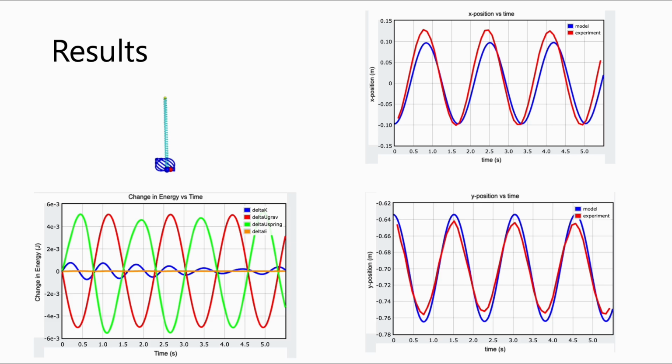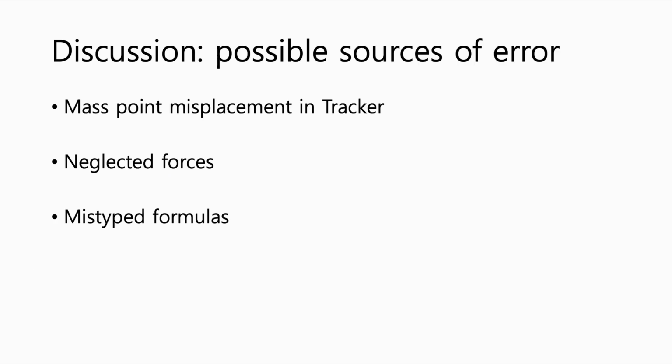And as you can see on the images on the right, the comparison of the computational model's x position and y position to the experiment's x position and y position were quite similar. The possible sources of error could be my mistakes in mass point placement in the Tracker system, and there could be neglected forces like heat exchange and air resistance, and the formulas could have been mistyped.